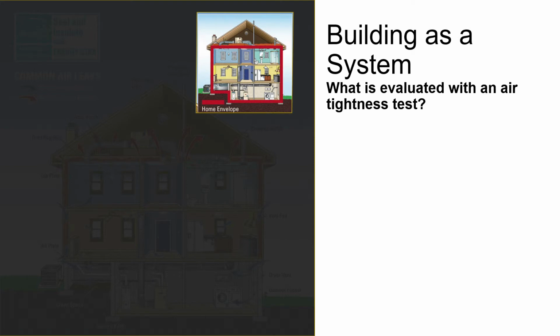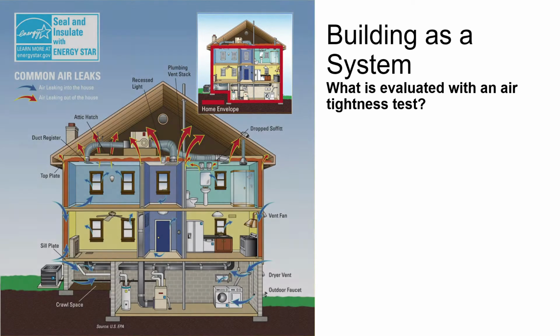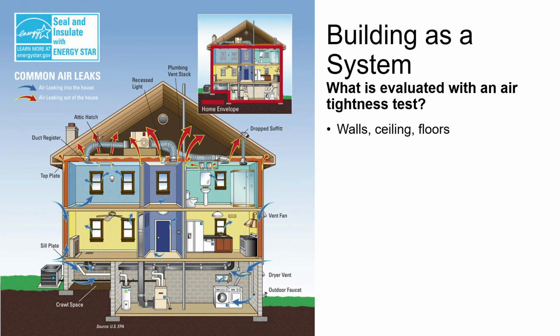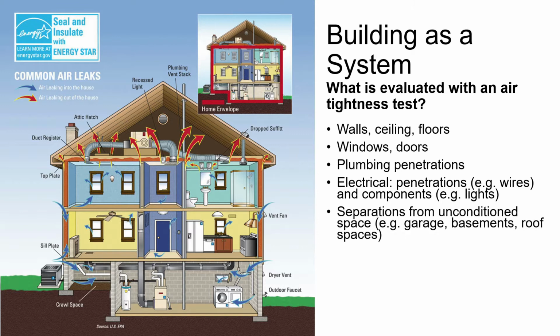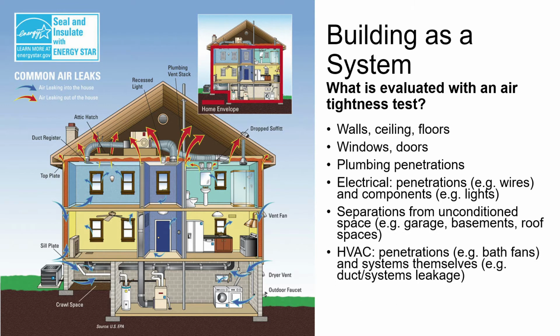Well, if you think of the building as a system, like all the things that can leak, it's not just the wall assemblies, the ceiling floor assemblies. It's also the windows and doors, the components that penetrate through them. It's all the things that puncture your building assemblies: electrical penetrations, plumbing penetrations, HVAC penetrations. All these things factor into the performance of this as a whole functioning air barrier system. That's what you're testing with the blower doors, the system.